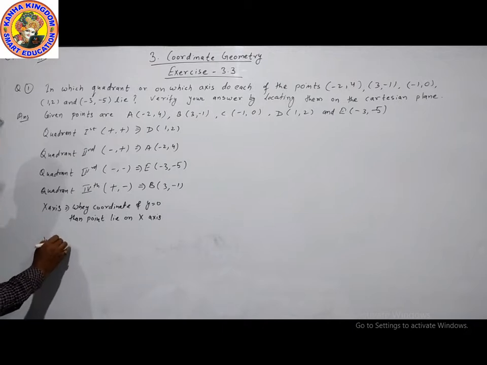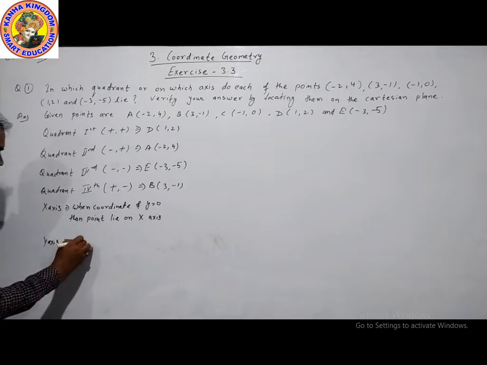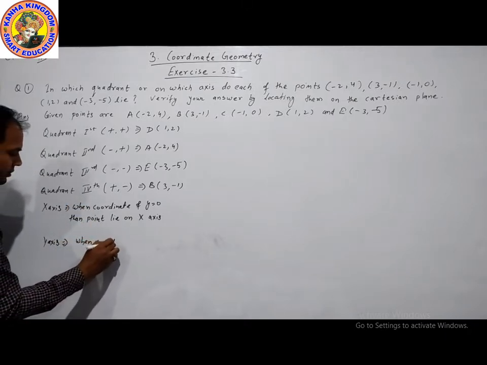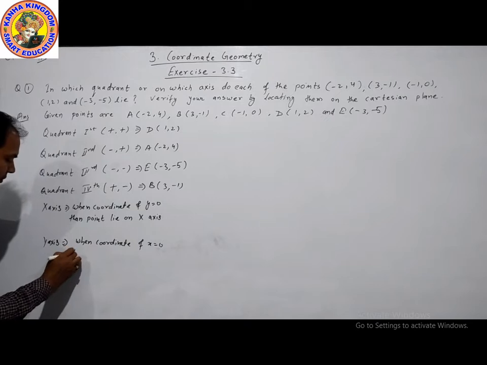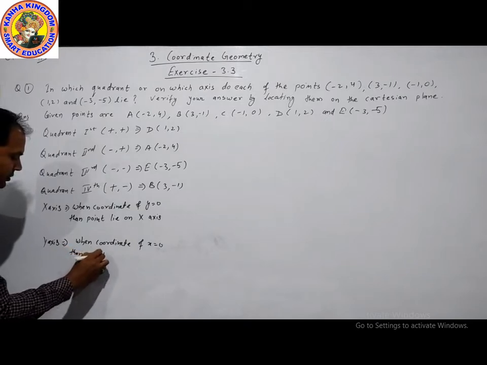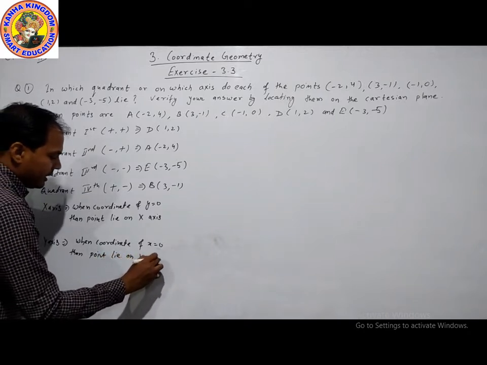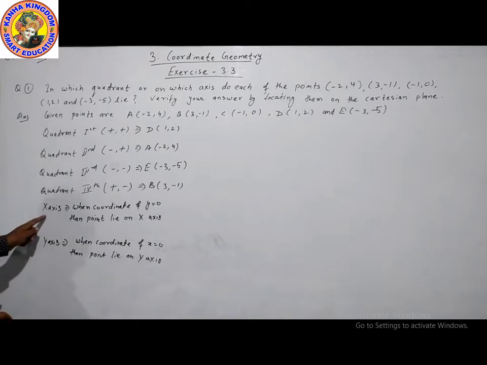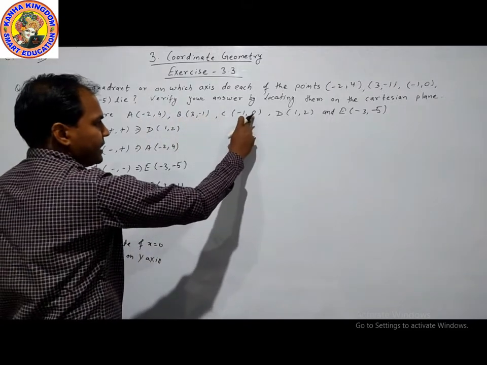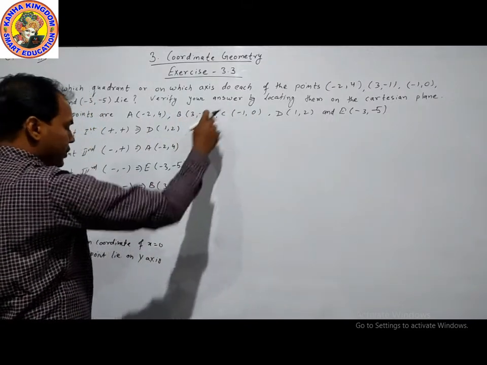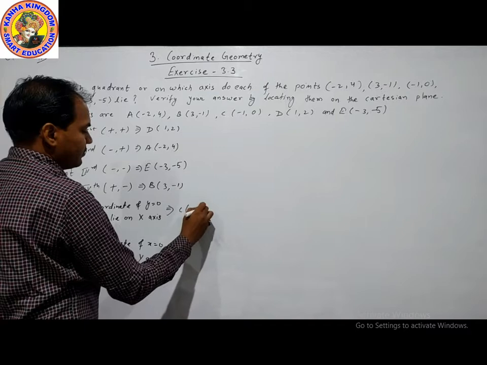And which points lie on the y-axis? When the coordinate of x is equal to 0, then the point lies on the y-axis. Now for the x-axis we are searching for y equal to 0: y is 4, y is -1, y is 0. Yes, here y is equal to 0, so point C. On the x-axis we have point C.